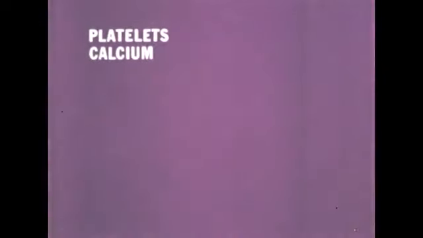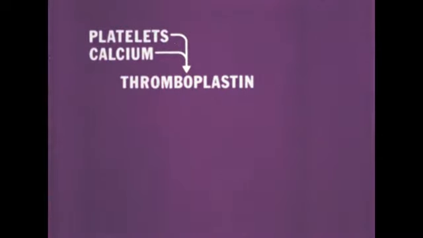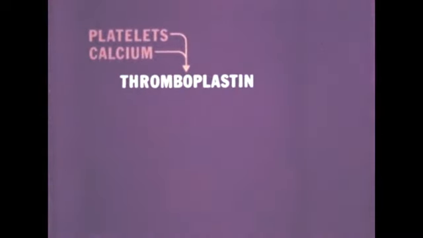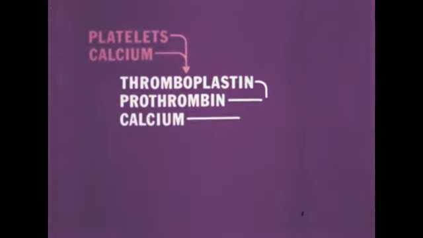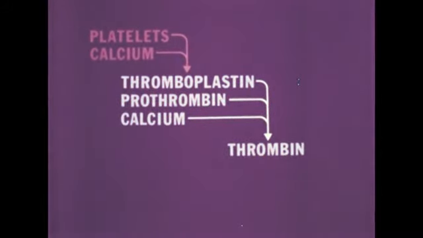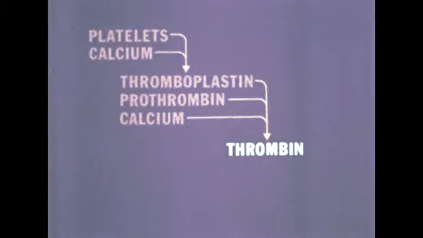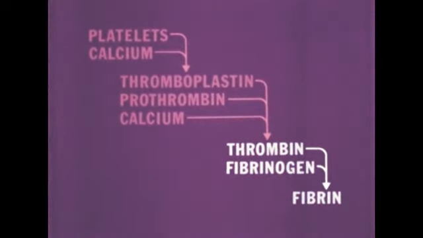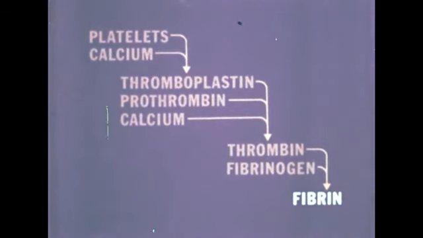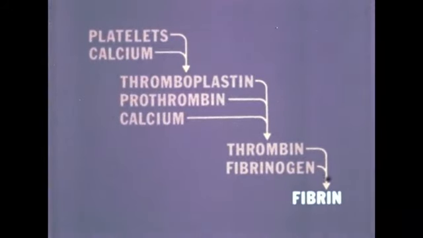Aided by other clotting agents, the platelets react with calcium to produce a substance called thromboplastin. Then, the thromboplastin reacts with prothrombin and calcium, forming a new compound, thrombin. Finally, thrombin combines with fibrinogen to produce a thread-like substance called fibrin. Although the formation of fibrin is near the end of the clotting process, it is the only part which is visible under the microscope.